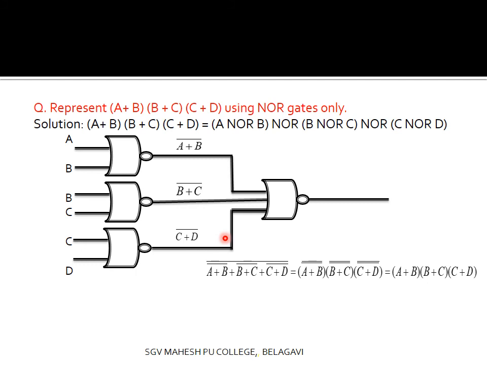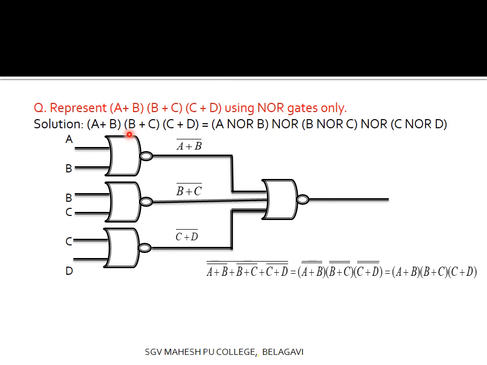Now let's see one example of how to draw a circuit with NOR gates only. In previous slides we saw how to design a circuit using NAND gates, and this would be an example to design a given expression using NOR gates. We are given a question to design a circuit for (A plus B) multiplied by (B plus C) multiplied by (C plus D) with only NOR gates.